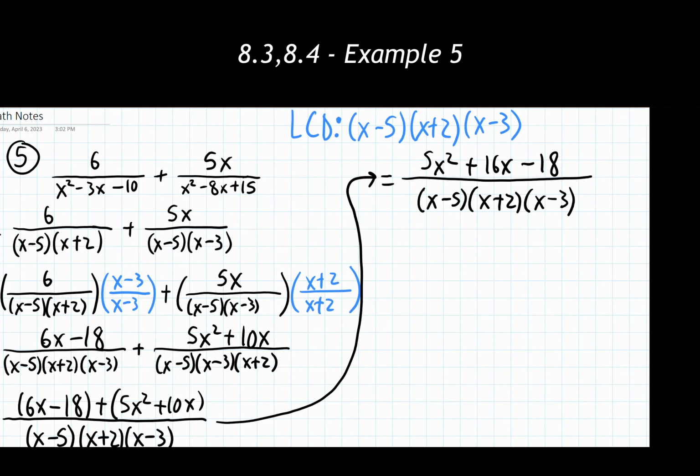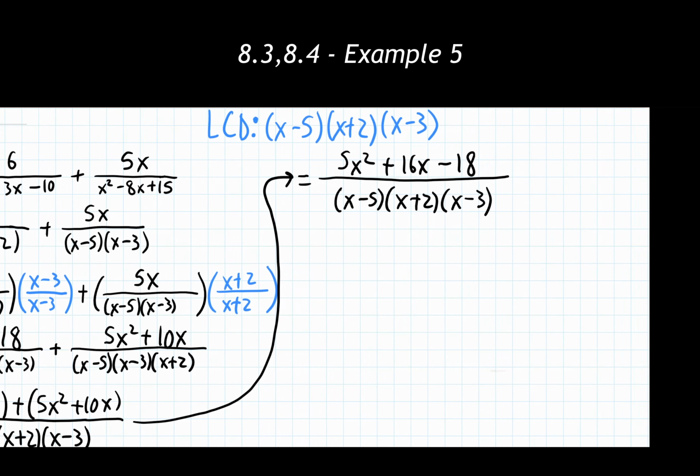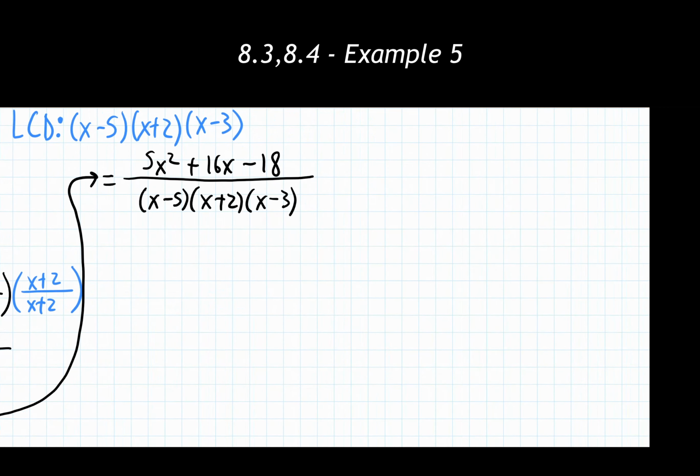And my last step, in step 6, it says to simplify or reduce the new rational expression down. Fully factor the numerator and denominator and cancel. So I'm looking at the numerator, and I'm saying, well, can I factor that thing? There's no greatest common factor between 5, 16, and 18, so I'm going to have to use the AC method. My A is 5, B is 16, C is negative 18.